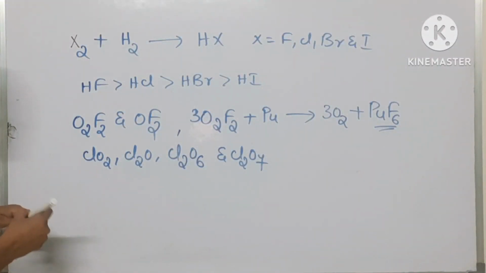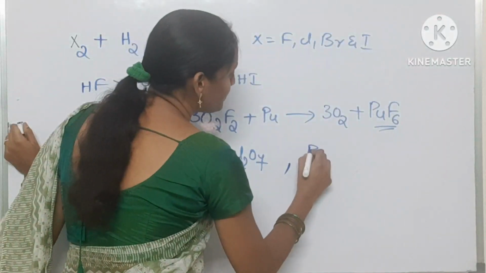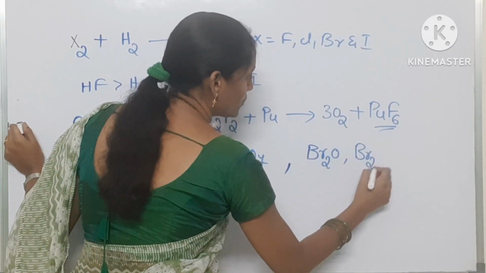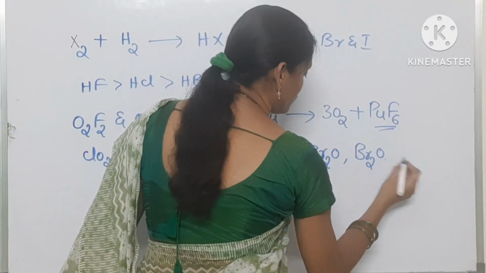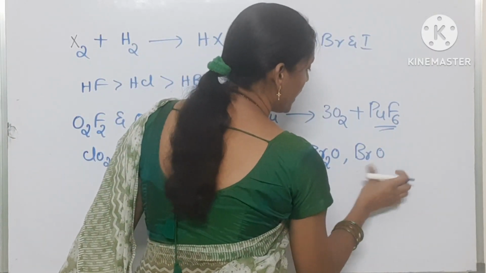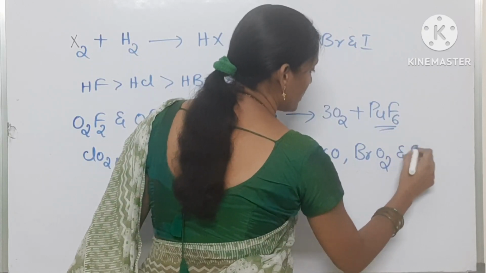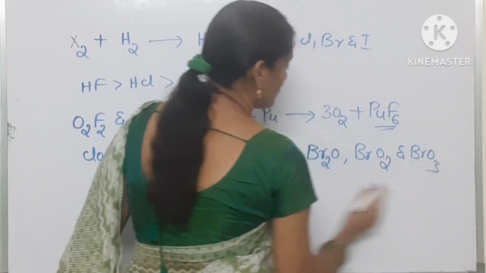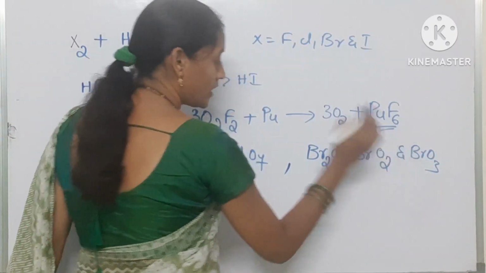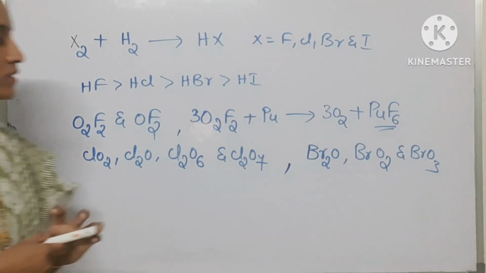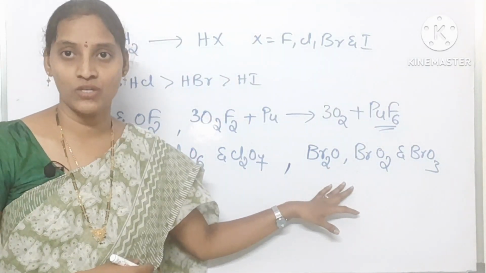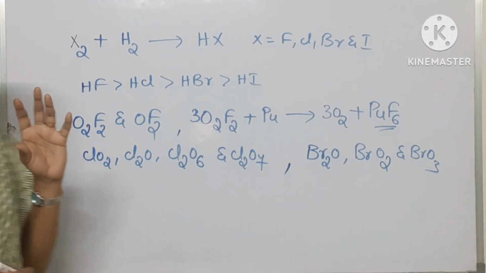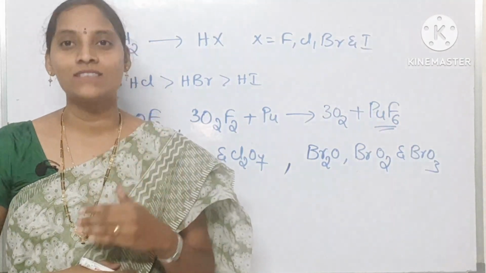And then coming to oxides of bromine, here I am writing Br2O, BrO2. Okay, already completed that one. Next BrO3. Okay, Br2O, BrO2, BrO3, these are the bromine oxides. These are very less stable. Okay, these are also acting as oxidizing agents. Most of the oxides of halogens are less stable.